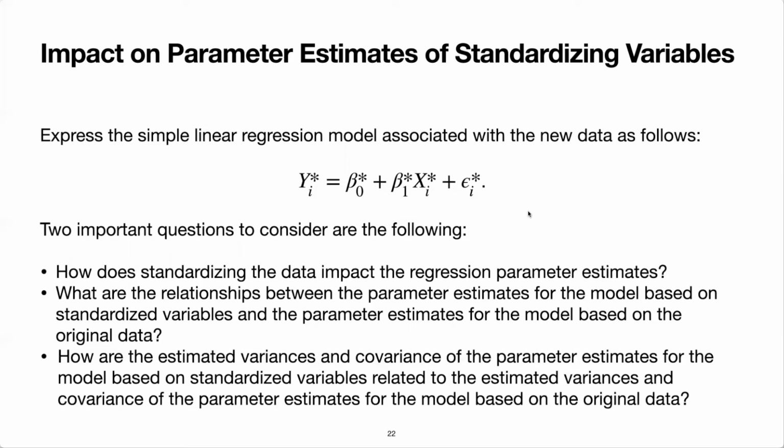Now, two important questions to consider are the following. How does standardizing the data impact the regression parameter estimates? What are the relationships between the parameter estimates for the model based on the standardized variables and the parameter estimates for the model based on the original data? And then finally, how are the estimated variances and covariance of the parameter estimates for the model based on standardized variables related to the estimated variances and covariance of the parameter estimates for the model based on the original data?